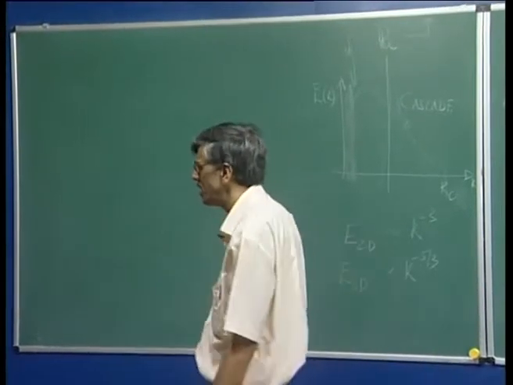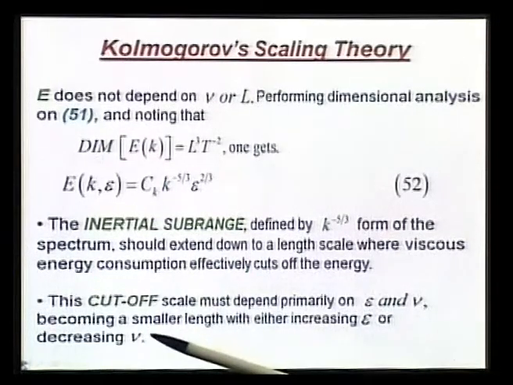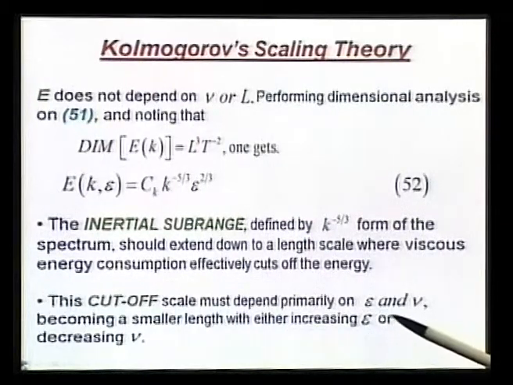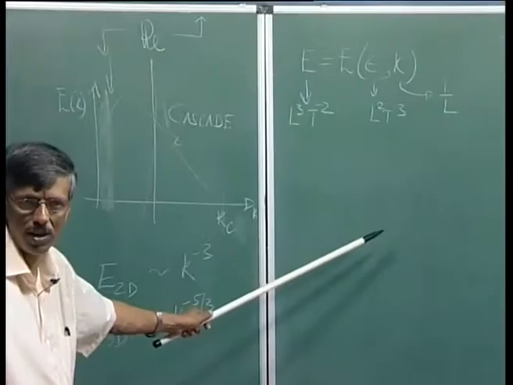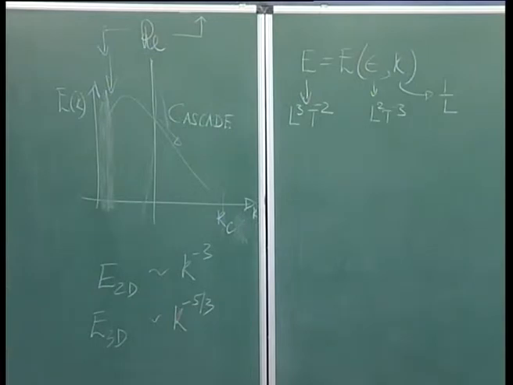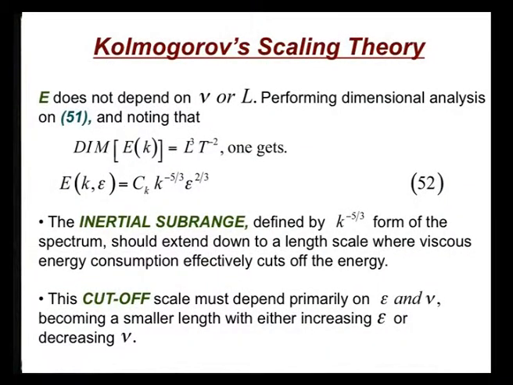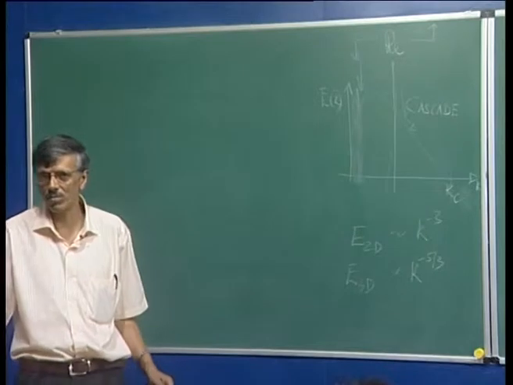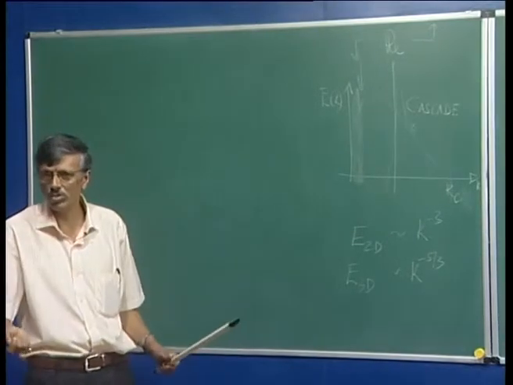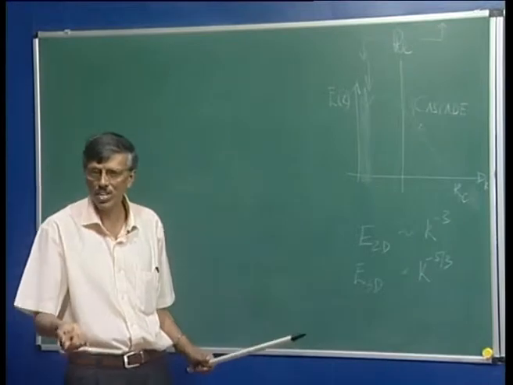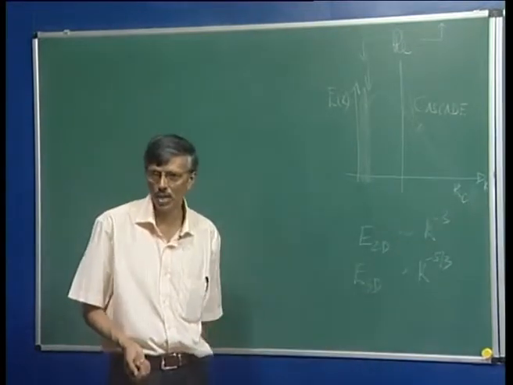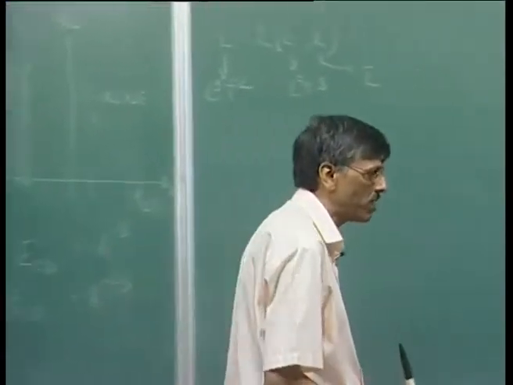Okay. So, this is something that we must keep in mind, that this cutoff scale will become smaller if we either increase epsilon or decrease nu. Increasing epsilon means what? I am putting in more energy, so I am allowing it to go to a larger range of k. Decreasing nu means what? I am talking about higher and higher Reynolds number problems. That allows me to sustain larger rates of strain, so that also allows me to go there. So, that is precisely what we have stated out there.